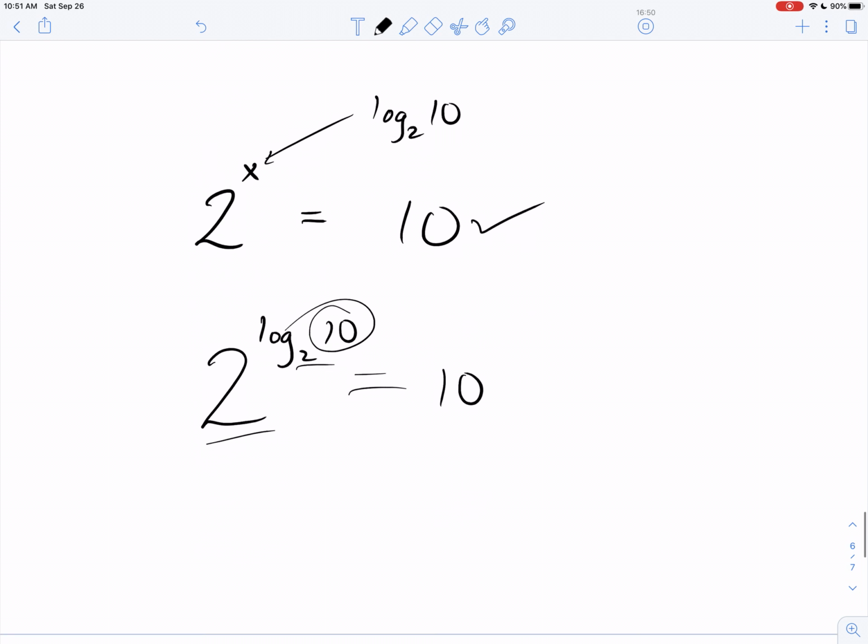Now, let's continue, and let's look at another one that's similar to that. So what if they gave me something like this, 3 to the x equals 20? What if they gave me that?